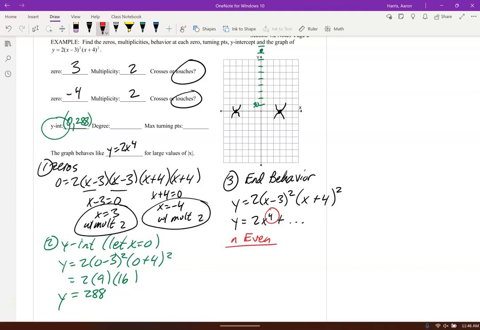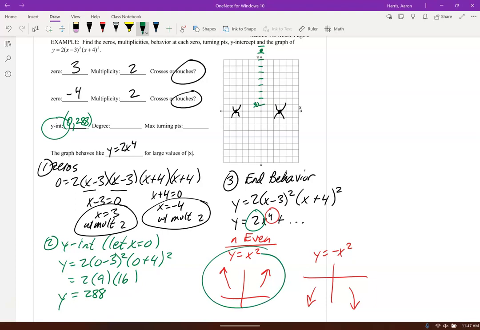So now I have to determine, is it like x squared, which goes up to the left, up to the right? Or is the leading coefficient negative, which means it behaves like negative x squared, which goes down to the left, down to the right? What's our leading coefficient here? 2. Yeah, leave it positive. So it's like the positive x squared. The leading coefficient is positive, so we know it's got to go up to the left and up to the right.